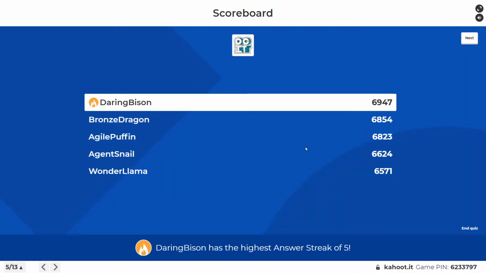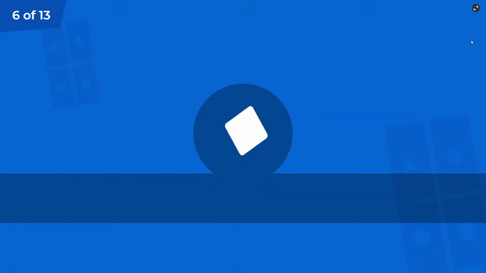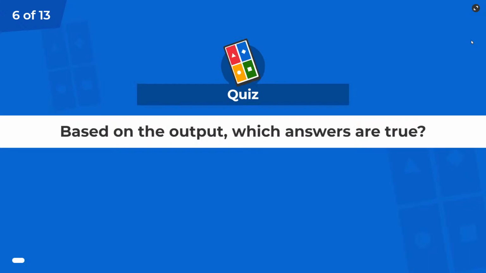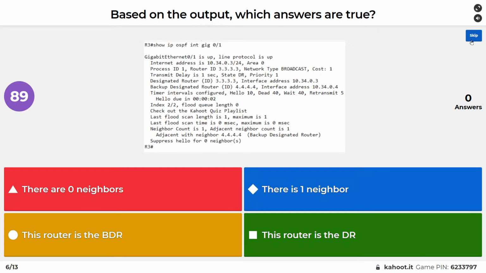Here's the next question. Daring Bison has the highest answer streak of 5 in a row. Let me just take a moment and say to that, way to go, Daring Bison. Way to dare. Very impressive. All right, here we go. Question 6. It is multiple select. Based on the output, which of the following answers are true?